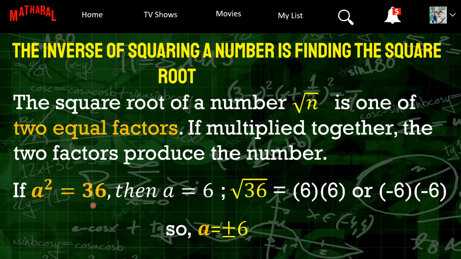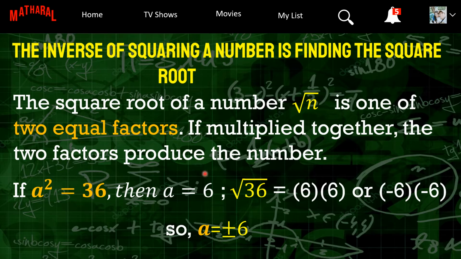If a squared is equal to 36, then a is equal to 6. Pre-assume po natin yan. Why? Ito po ang pagpapaliwanag. Sa papaligtad po tayo. Dahil dito, a squared is equal to 36. Ngayon, papunta tayo sa square root. Okay, so square root of 36 is equal to 6 times 6 or negative 6 times negative 6. Ayun po. Balik din tayo dito sa pre-assumption. Sinasabi nga a is equal to 6. Why? If you're going to multiply 6 by itself, that is 36 nga naman.